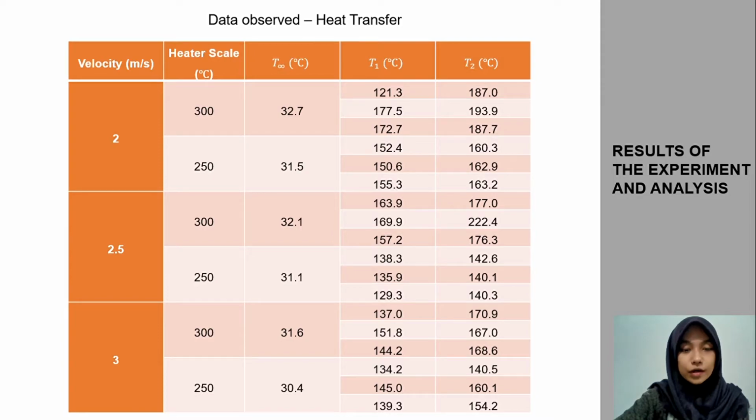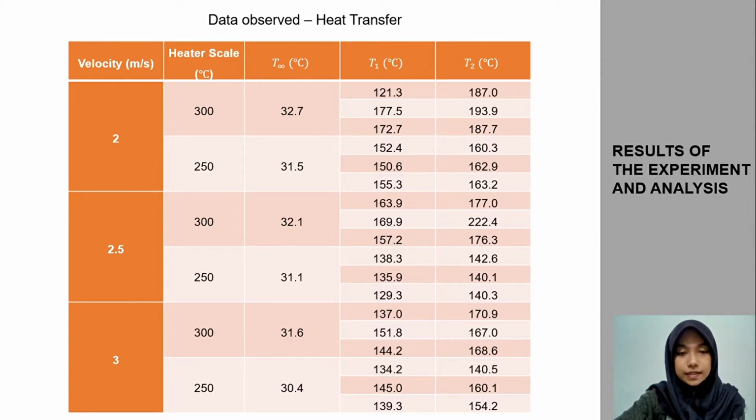This is the result of the heat transfer experiment with different heater scale and velocity of the fan. Firstly, I want to say that there might be error from the thermocouple, since the display in the thermocouple shows a number that changes quickly. So in this data, the number is taken at the temperature around it.